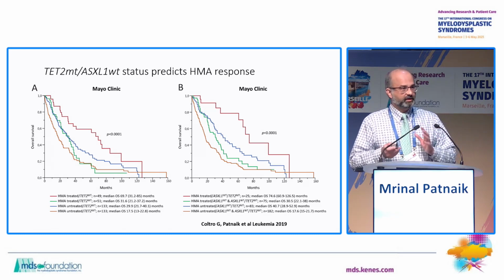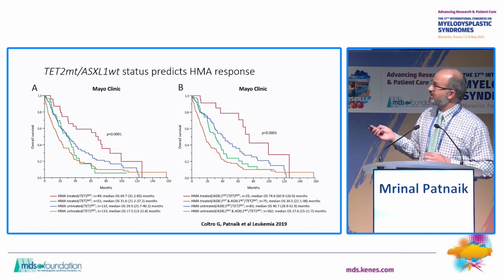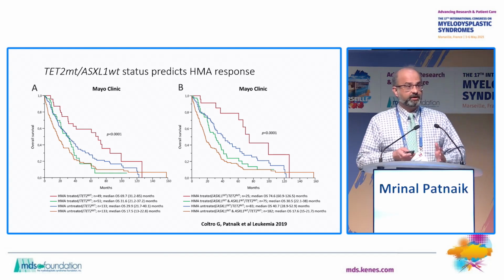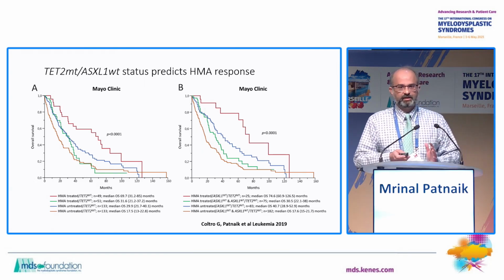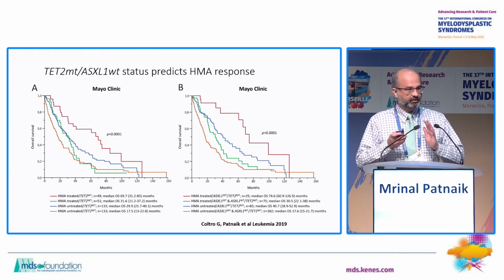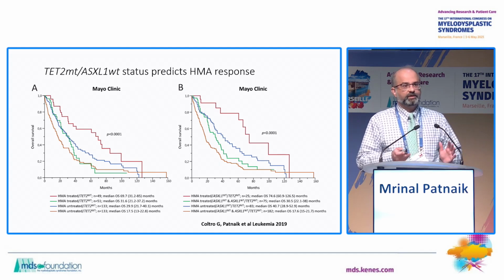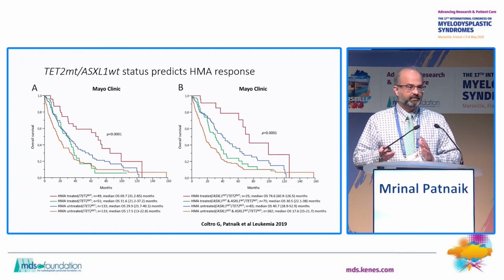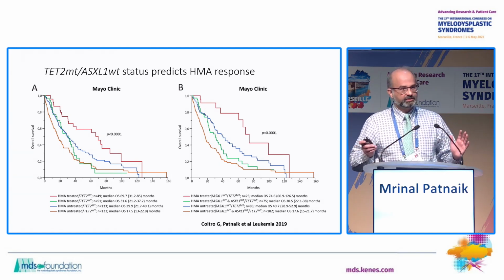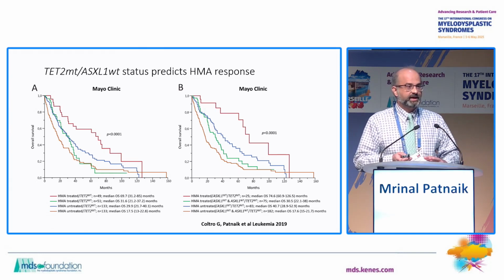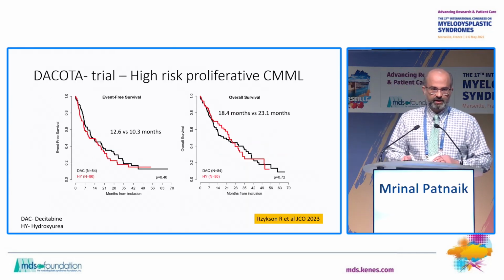And the subset that really does well, as we have defined in this large set, are patients who are TET2 mutant, ASXL1 wild type. So there is a subset of CMML, these are largely dysplastic, usually RAS wild type, which have very good outcomes in general, but if you treat them with azacitidine or decitabine, they have durable remissions. The longest responder I've had in my practice is 10 years now on azacitidine with this particular genotype.